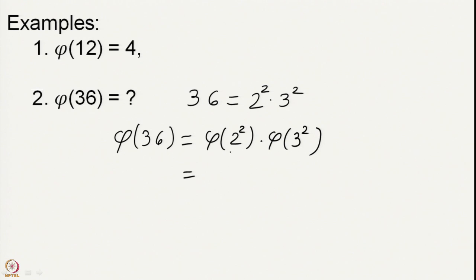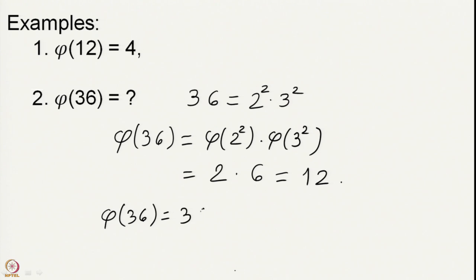We have computed phi 2 square in our last slide, 2 square minus 2. So, this is equal to 2, and the phi value of 3 square will be 3 square minus 3. So, that is 9 minus 3, which is 6, and so we get the Euler phi function of 36 to be equal to 12. We can also use the formula that we developed in the last lemma.